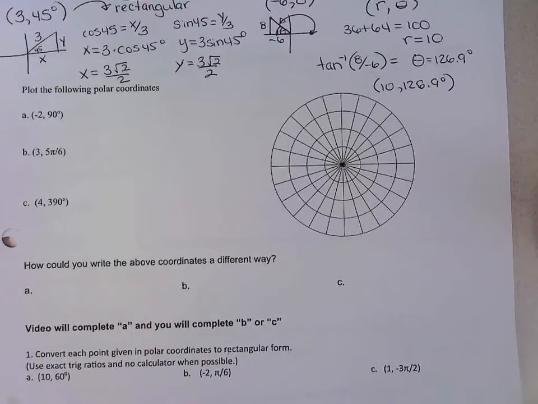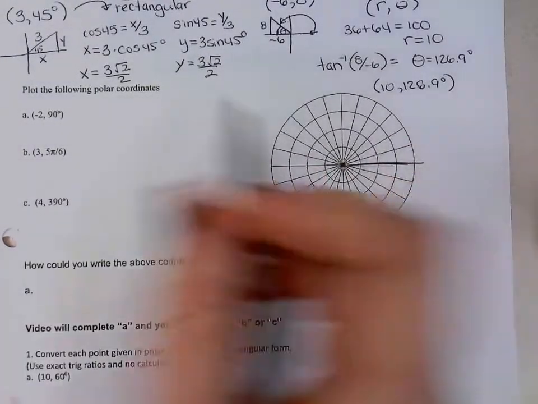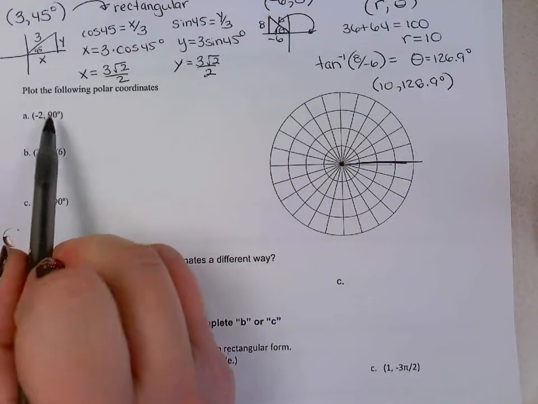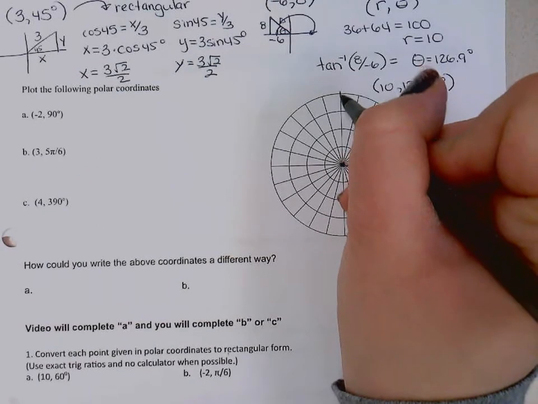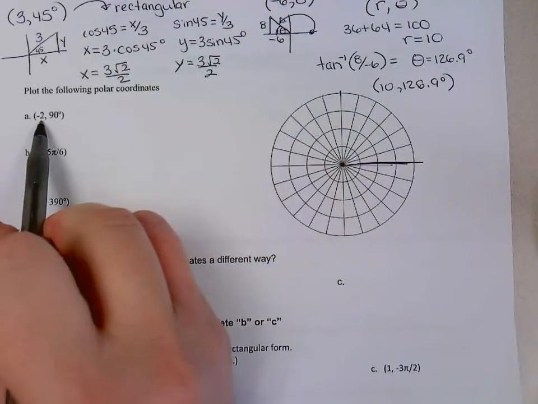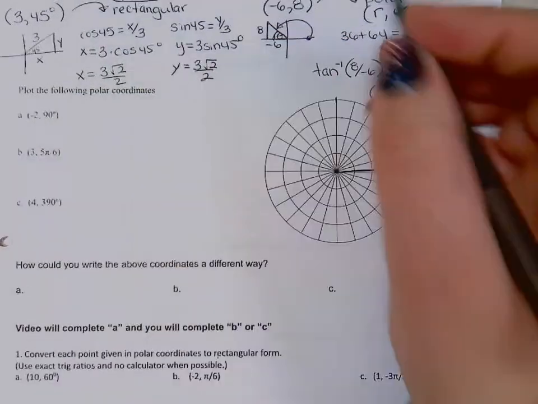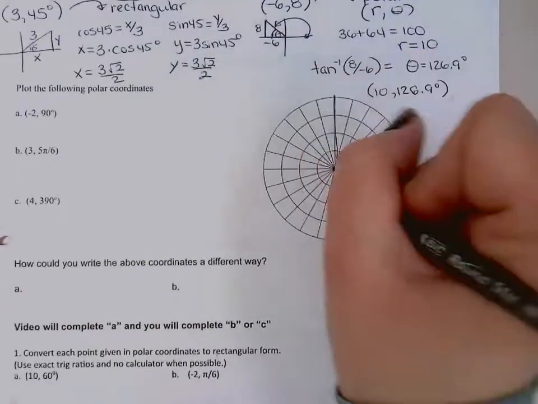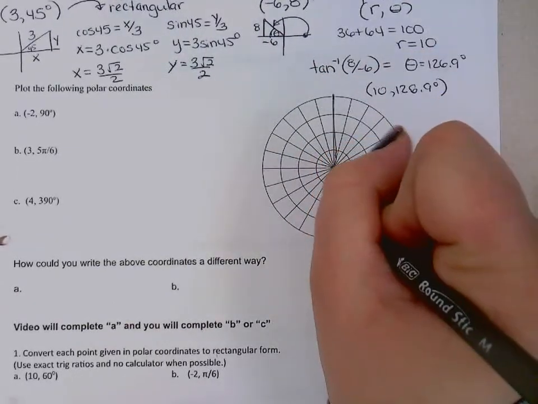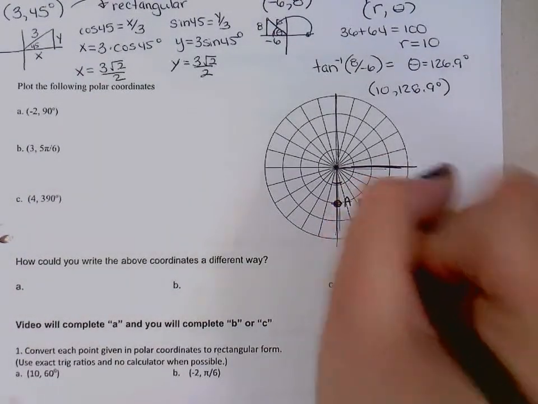Plotting polar coordinates. You always start from the positive x-axis and you think about your angle first. So if I want to go 90 degrees, I'm going in this direction. If my R value is negative, in this case -2, I'm going to walk in the opposite direction from 90 degrees. So instead of walking this direction, I'm going to go straight down and I'm going to go out 1, 2 radii spokes, and there I am. So there's point A.